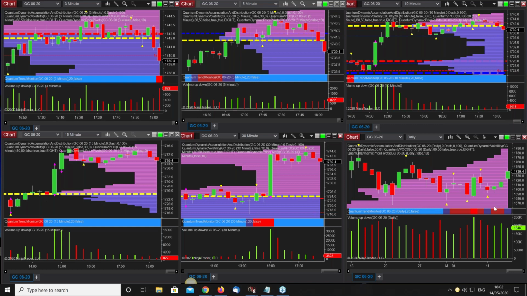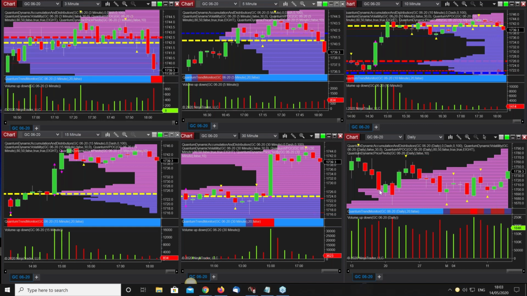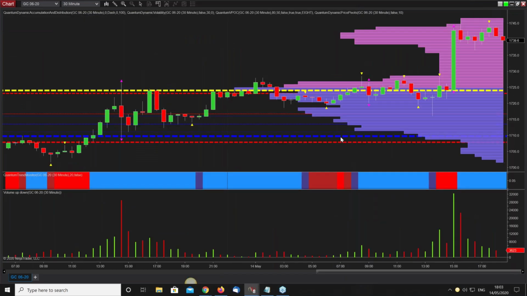Okay, on to gold. We've had a really nice move on gold, but what I actually wanted to show you here was really just the power of the volatility indicator. It's such a simple indicator, but it is so powerful. And we've got two examples here, but let me start with the 30-minute.